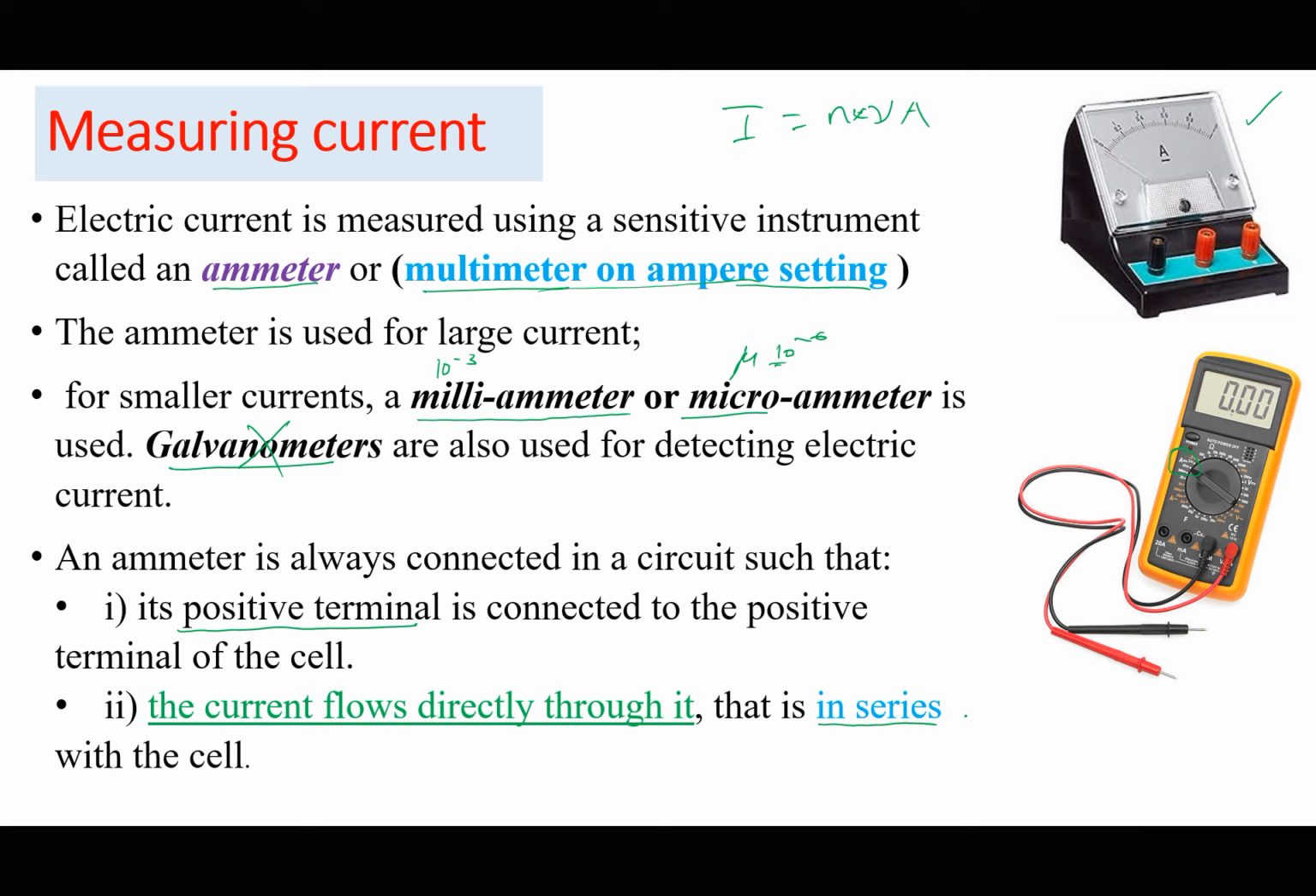Whenever you're joining an ammeter, if this is the positive terminal you have chosen and this is the negative terminal of the ammeter, then you must join the positive terminal to the positive terminal of the cell, and the negative terminal to the negative terminal of the cell. That's how we connect an ammeter. The positive terminal of the ammeter must be connected to the positive terminal of the cell. That is very important to note. And the current should flow through it. That is, the ammeter is connected in series.